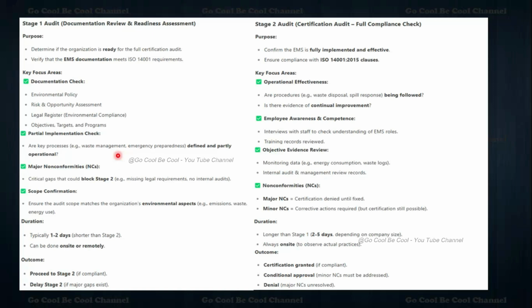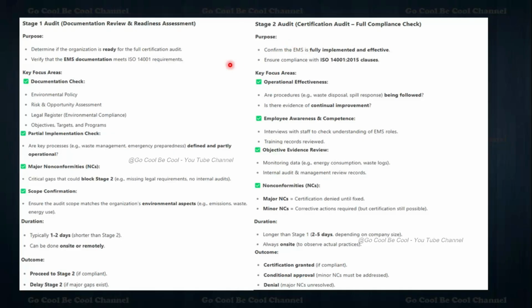Major NCs are critical gaps that could block stage 2. Okay, please understand this one also. Scope confirmation: duration, how long will it take generally, then what is the outcome, proceed to stage 2 and then delay stage 2. So stage 2 is the audit, the certification audit.